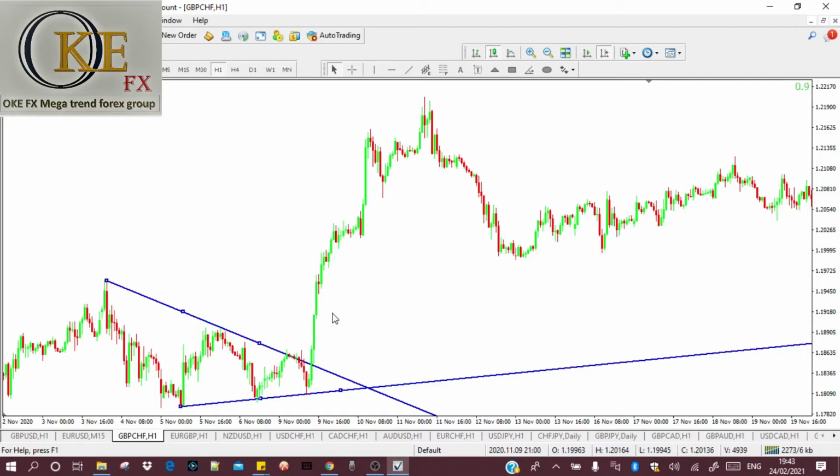So I've already shown you the horizontal support and resistance, and then the diagonal support and resistance. So now, how do you find this support and resistance? That will be the next thing.